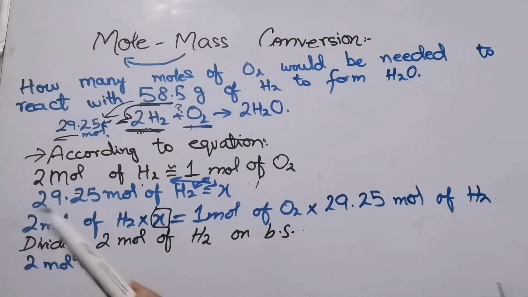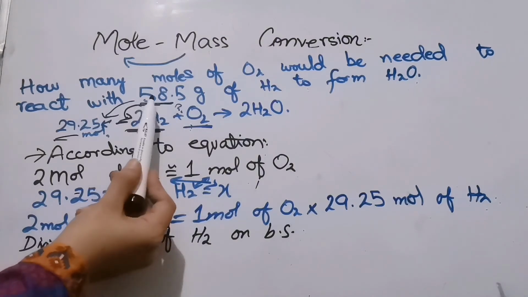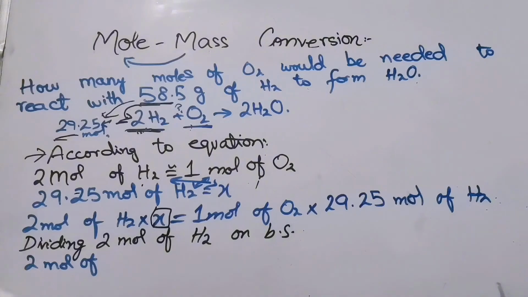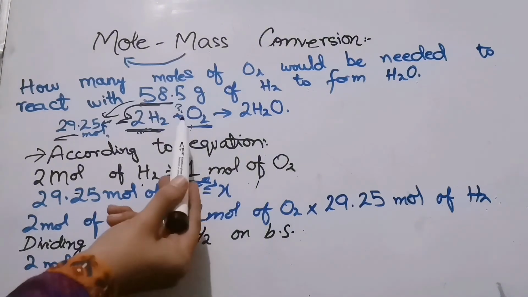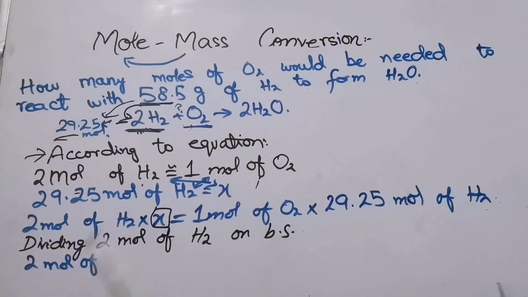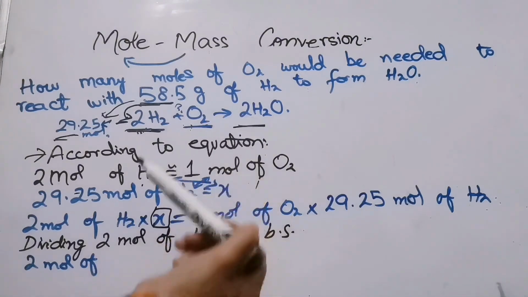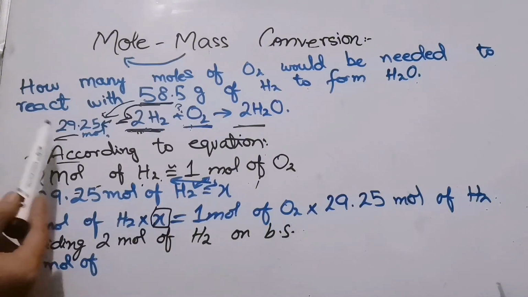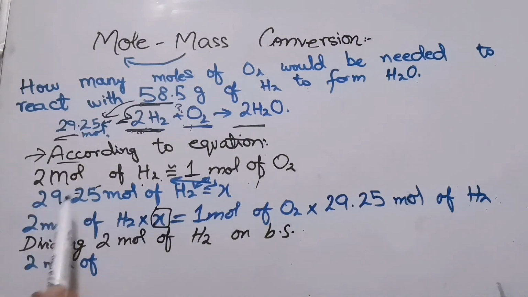According to the equation in the question, it was 2 mole of H2 and 1 mole of O2. They are saying that if we are using 58.5 gram of H2, which we converted into 29.25 mole, then how many moles of oxygen will be used for forming H2O? So we wrote here, according to the equation, 2 mole of H2 equivalent to 1 mole of O2. Then we wrote here 29.25 mole of H2 is equal to X.